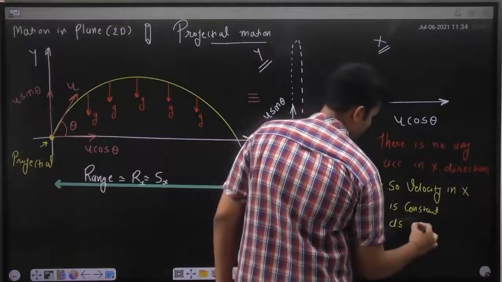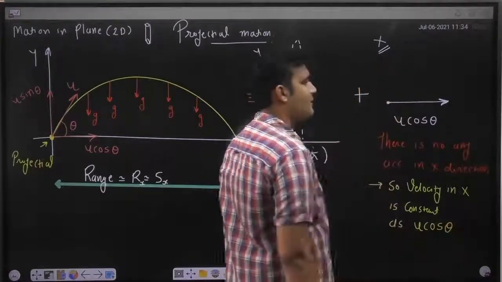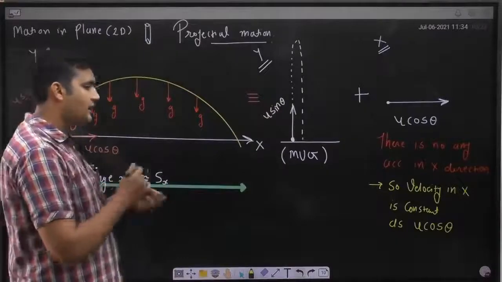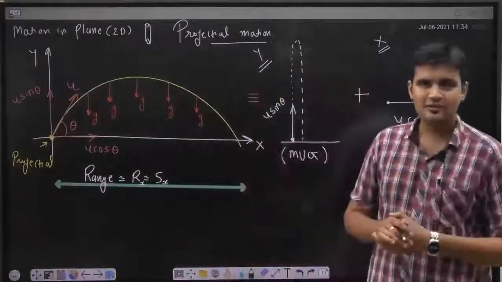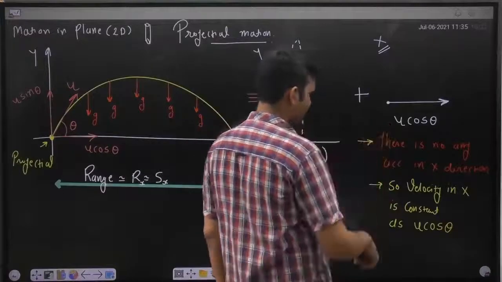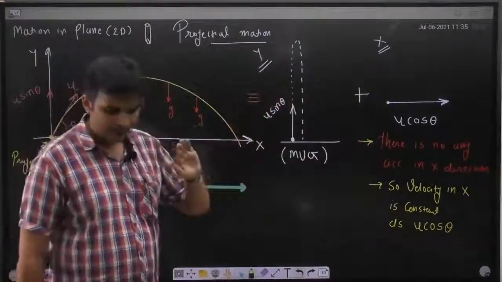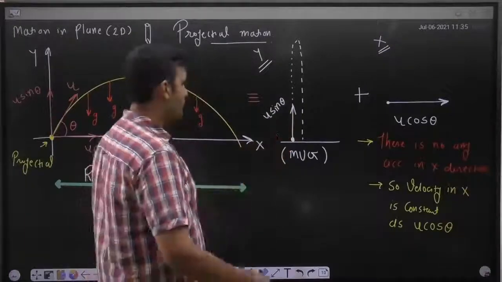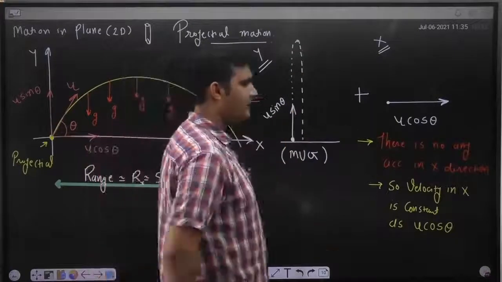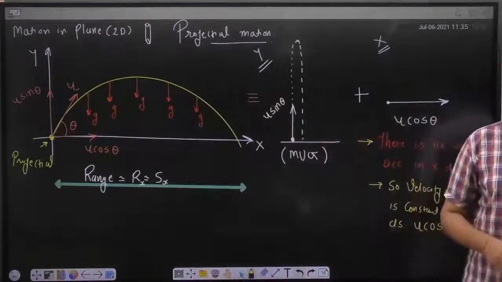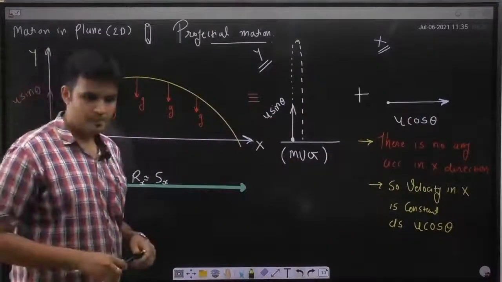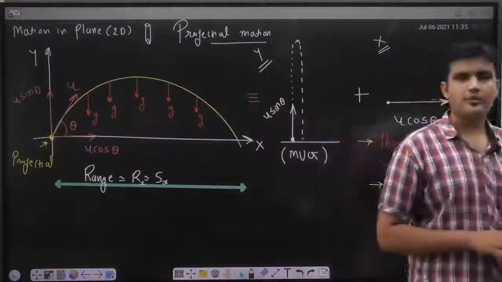As u cos theta, because once you have thrown, theta will not change. Once thrown, it is thrown, theta will not change. Initial velocity you can't change after throwing, it's already passed, right? There is no acceleration in x direction, so there is no change in x directional velocity, right? While this velocity will change: from here to here the velocity is decreasing, and here it will be zero, and then it will increase. Yes or no? Is it clear with you all? So this is some basic introductory part of your projectile motion.